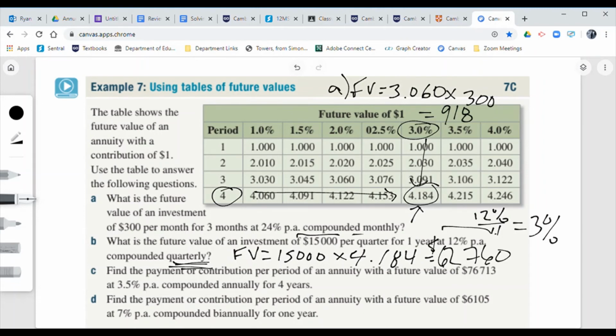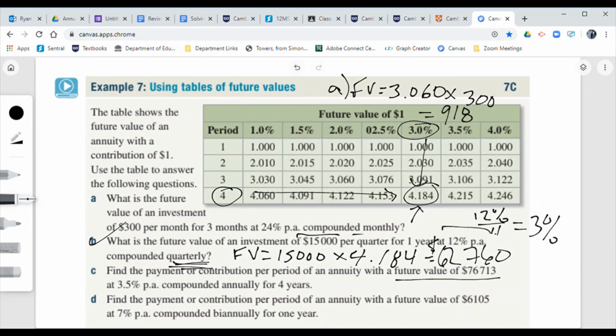$62,760 is our future value. All right, B, done. C, find the payment or contribution per period of an annuity with a future value of... at 3% per annum compounded annually for 4 years. So this one gets a little bit different.